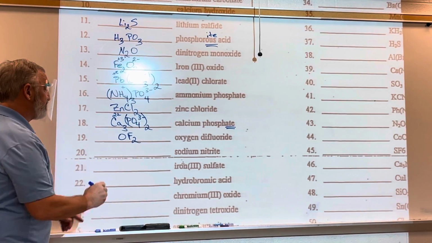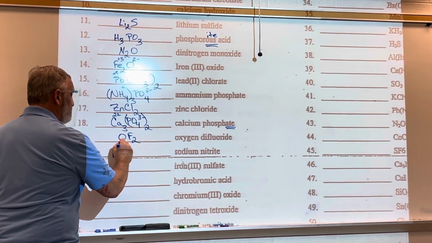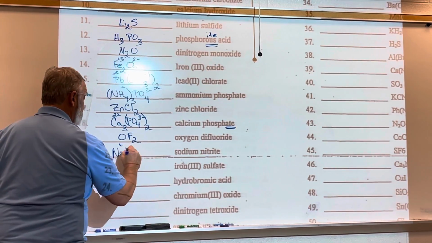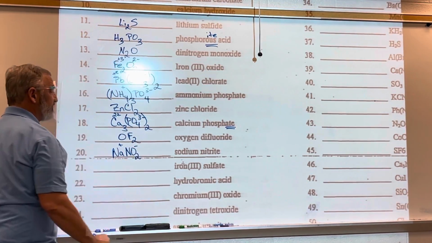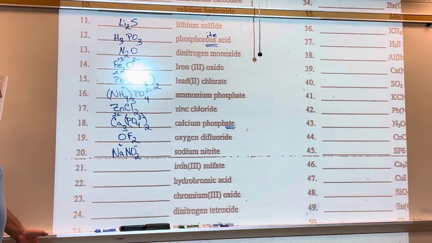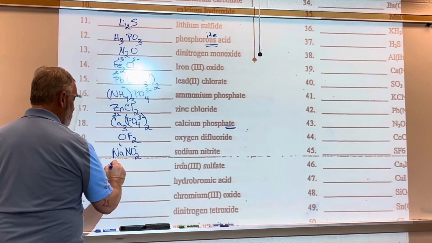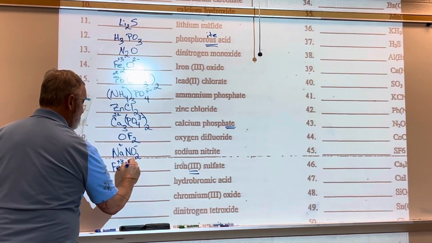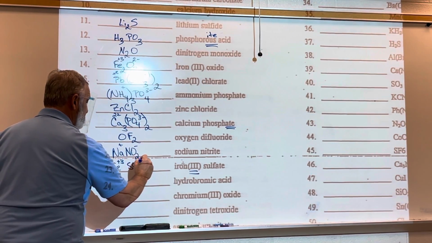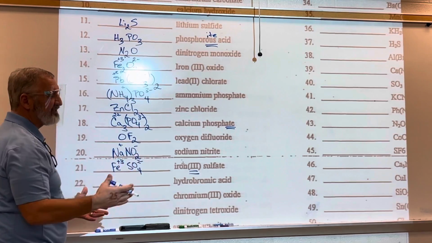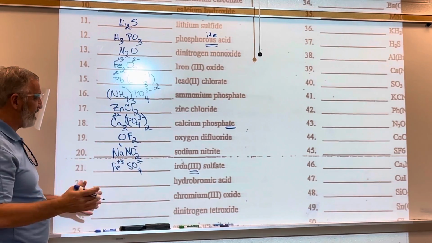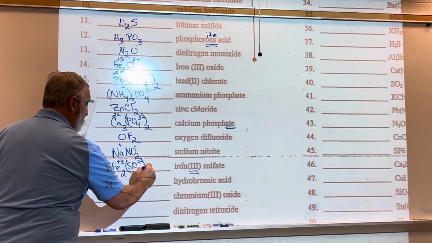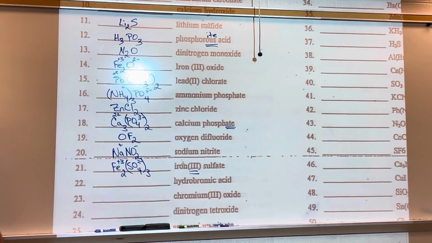Sodium nitrite. Well, sodium is Na with a +1. Nitrite, I look up on my sheet, and it's NO2 with a -1, so it's just NaNO2. Iron 3 sulfate. Iron is +3 because of that. Sulfate, I look on my sheet to see that it's 2-. And again, it doesn't matter if I'm saying sometimes plus, sometimes afterwards, it doesn't matter. Crisscross, I need a 2, but I need a 3. So again, I have to put a parenthesis.